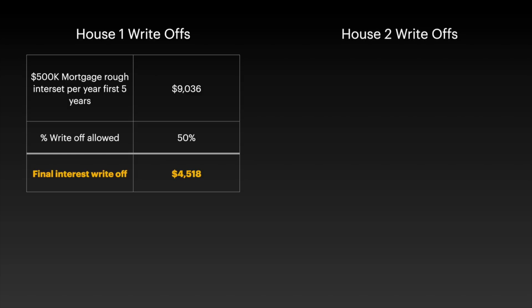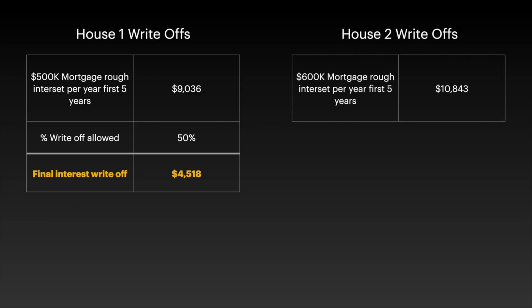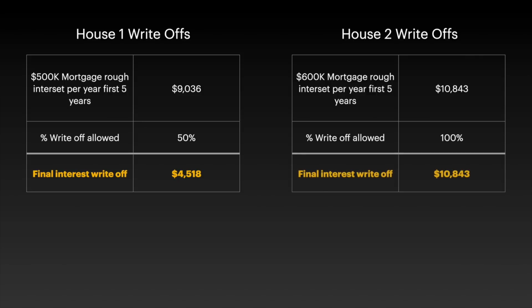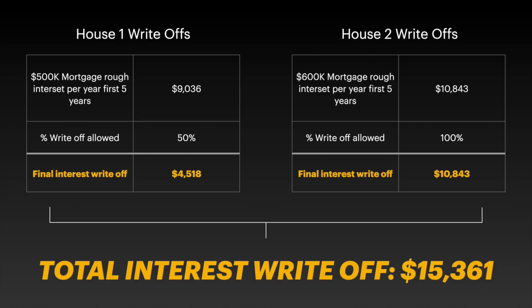Now, house number two, the rough interest they will pay for the next 5 years would be almost $11K a year. They can write off 100% here because it's pure rental, so they can write off the whole thing, $10,000. Add the two together, and the total interest write-off would be $15,000. There are other write-offs, like property tax, but we're going to ignore those because they're the same no matter what scenario we're in.